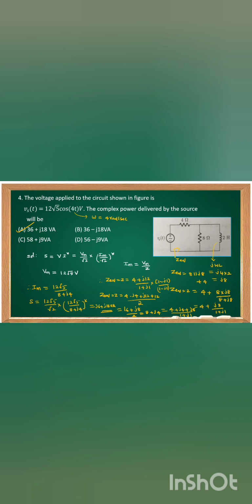I am substituting here: Im equals Vm by Z, 12 root 5 by 8 plus j4, whole conjugate. The conjugate of 8 plus j4 is 8 minus j4. Then you simplify this, and we can get 36 plus j18 volt amperes.